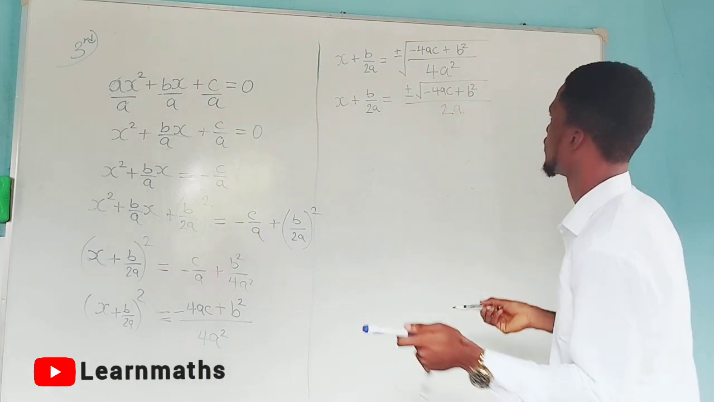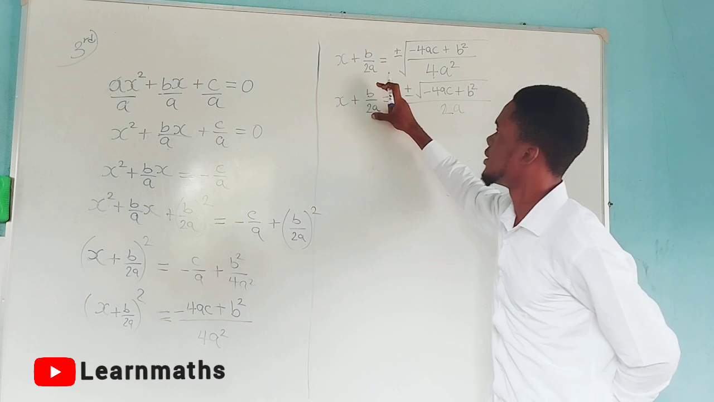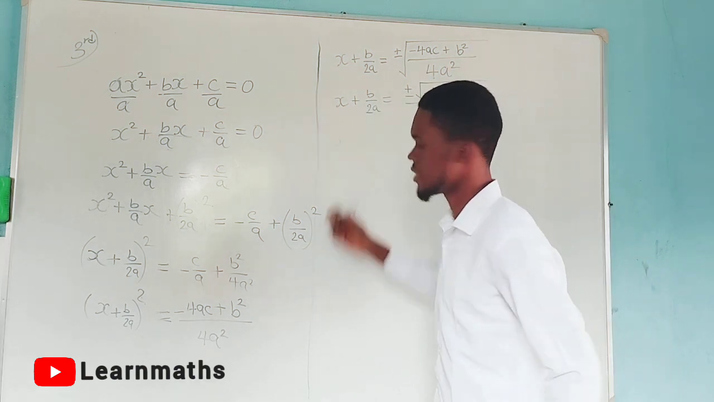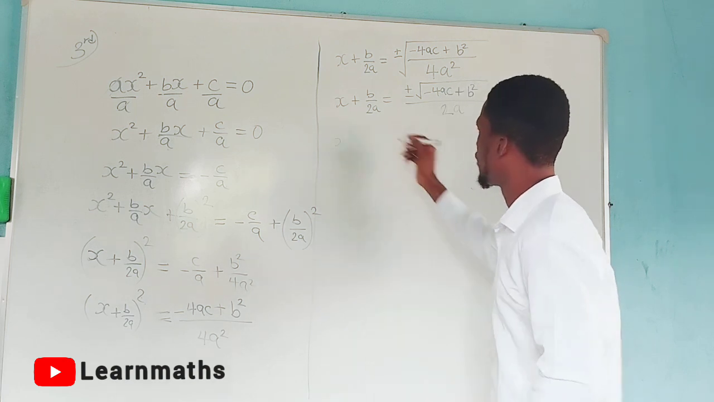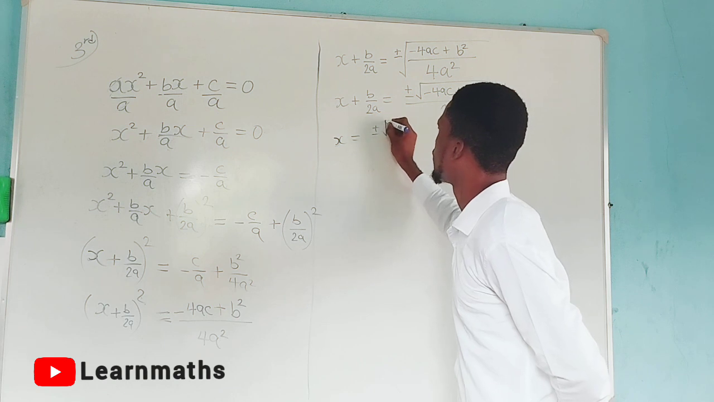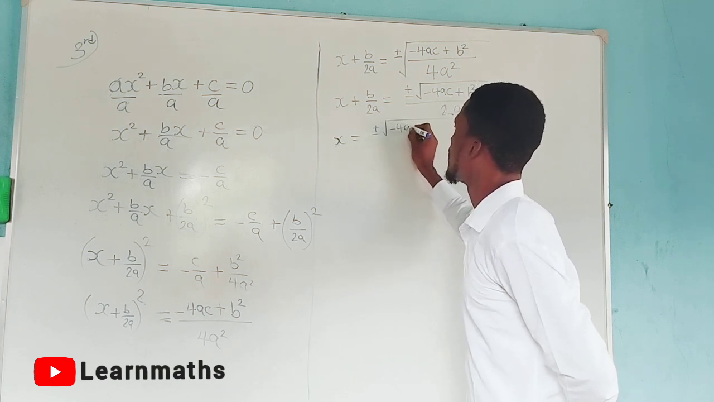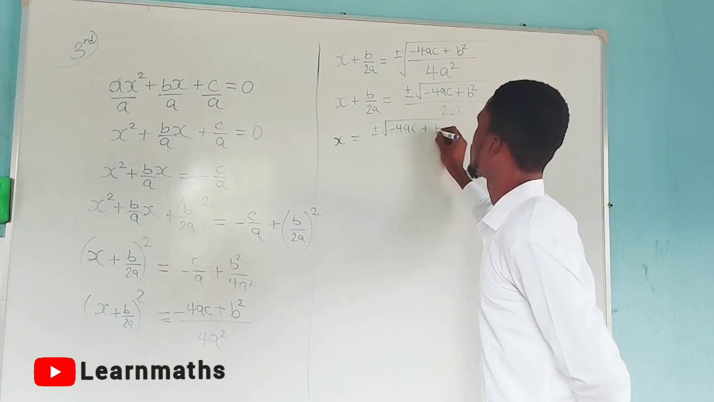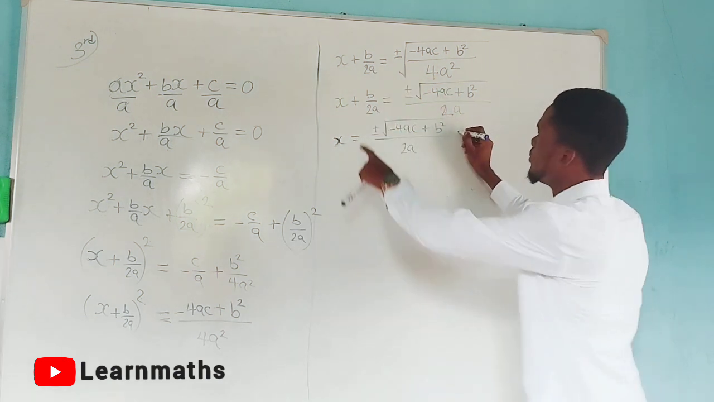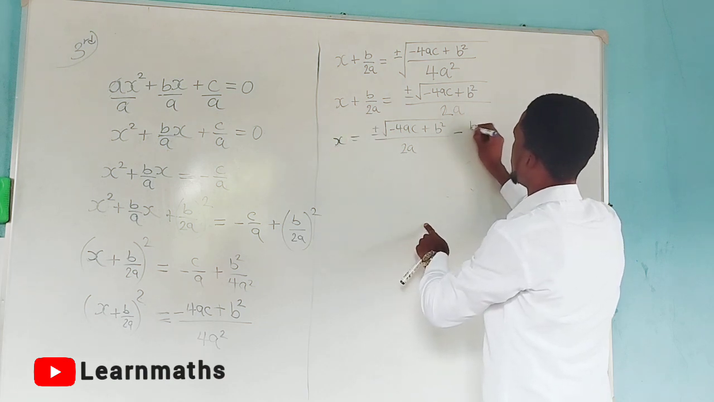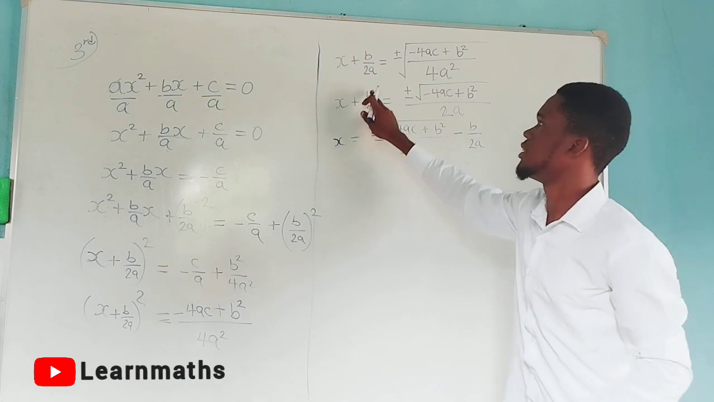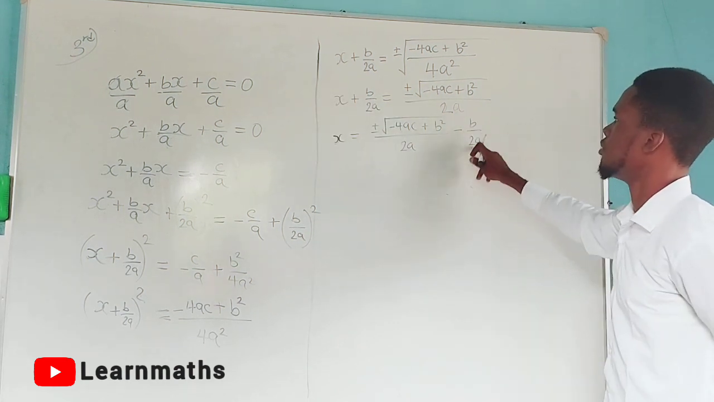Right? So having done this, what's the next step? We're going to send this term over the equal to sign. So we're going to have x equal to plus or minus the square root of negative 4ac plus b squared over 2a. Now let's send this over. Send positive b over 2a over, it becomes negative b over 2a.